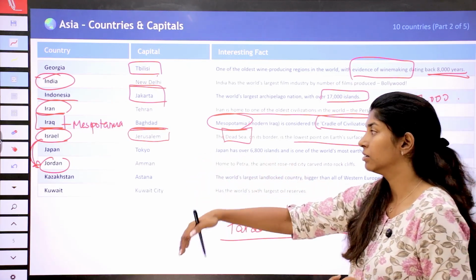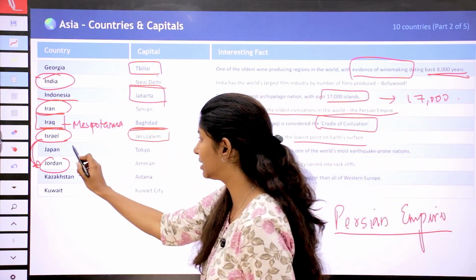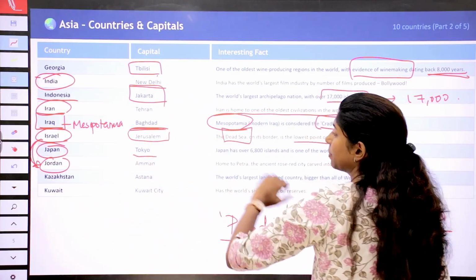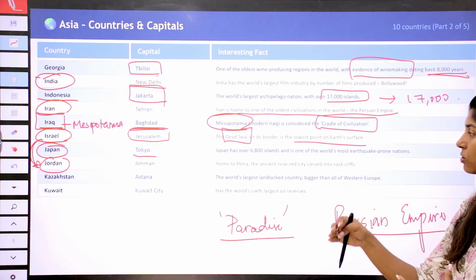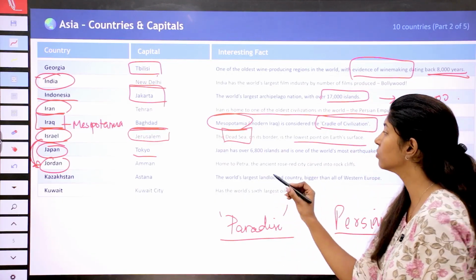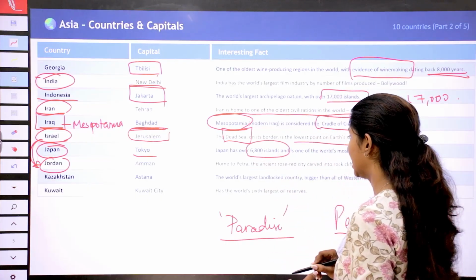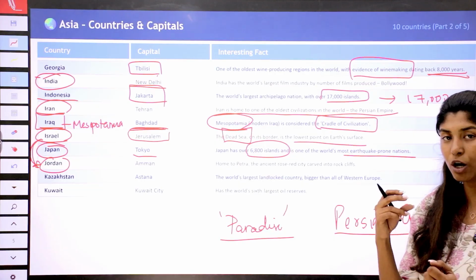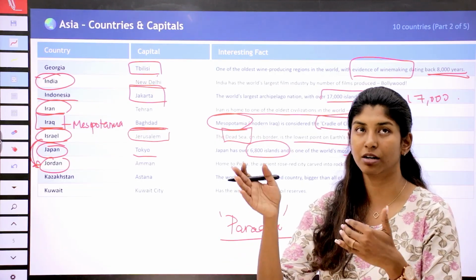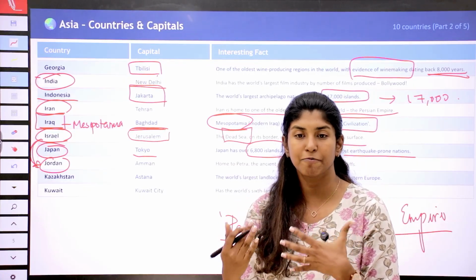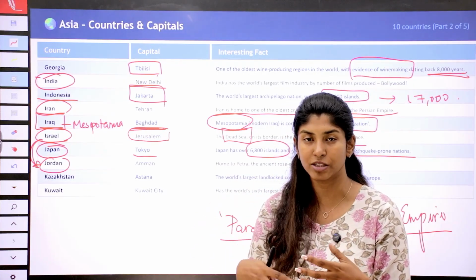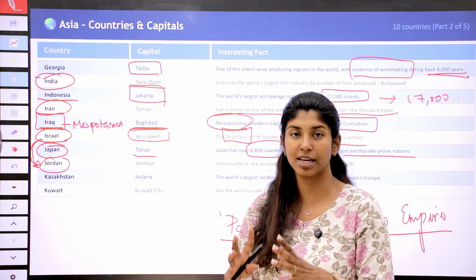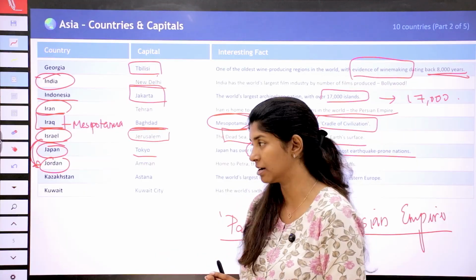Now, Japan. Japan is like an island. It's given separately. I'll show you on the map later. Its capital is Tokyo. Japan has almost 6,800 islands together, and it is one of the world's most earthquake-prone nations. They also have a quick way of coming out of it because they have been used to getting earthquakes very often, so it is not a very big thing for them. They can easily bounce back because they have those kinds of mechanisms in Japan.